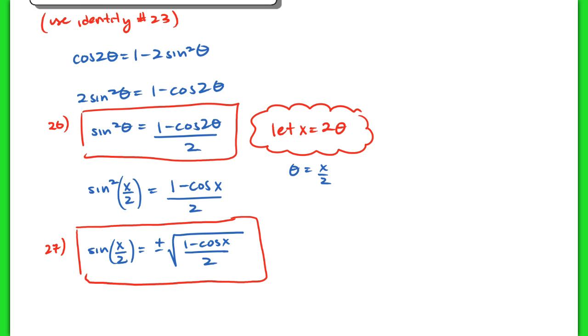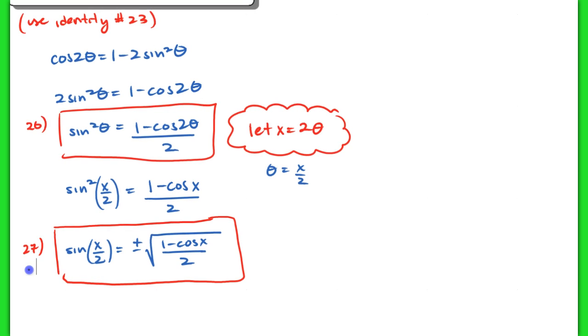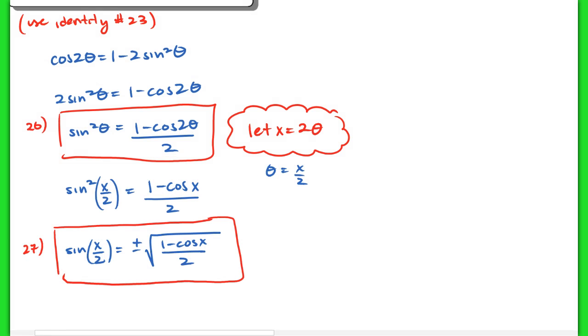Now we're going to show the next identity here side by side so that you can see how similar this is, but now we're going to use identity number 24. So I start with the cosine of 2 theta is equal to 2 cosine squared theta minus 1. Now I want to isolate, just like I isolated the sine squared theta here, I want to isolate cosine squared theta so that I can express the cosine of eventually x over 2, a half angle.